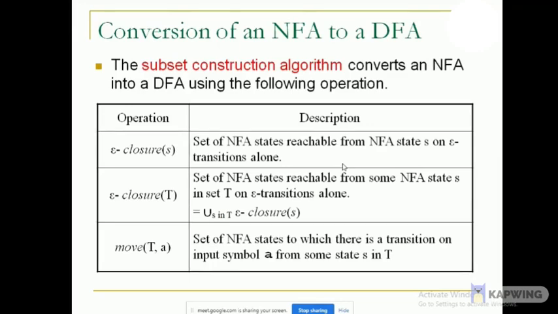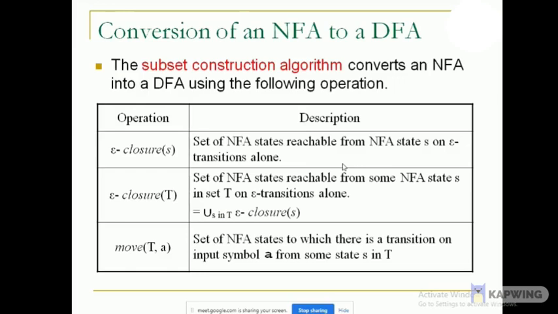And the second difference is that for any symbol from a state, there can be more than one path, or more than one transition. But in the case of a DFA, there will be only one transition for a symbol from a given state. So to do this, we are going to check the NFA. In case you have epsilon, you have to remove it. For this, we are using three methods.